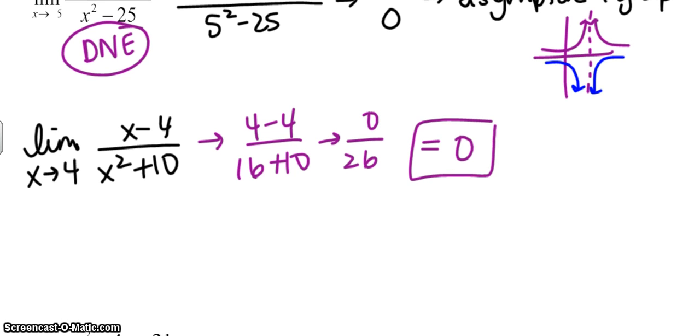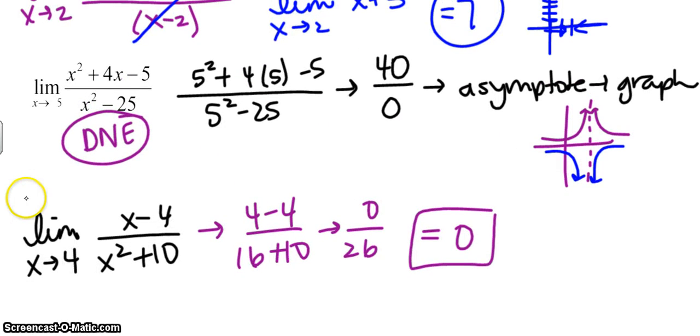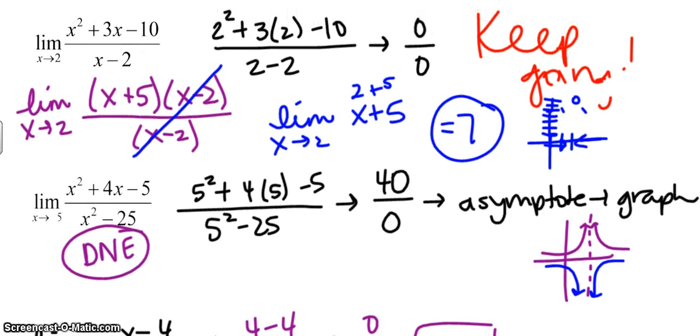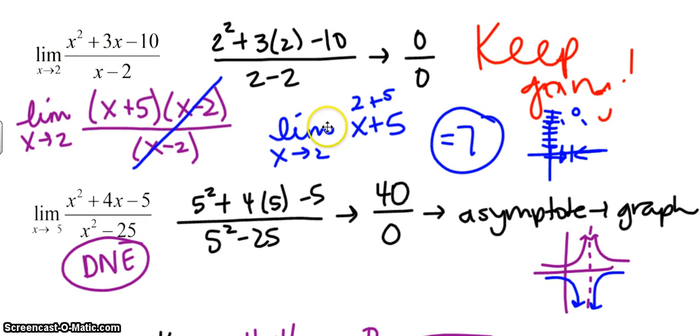So we've looked at the situation where you get 0 in the numerator, that's just 0. 0 in the denominator, asymptote, got to look at your graph and figure out your limit. And 0 over 0, got to keep going.